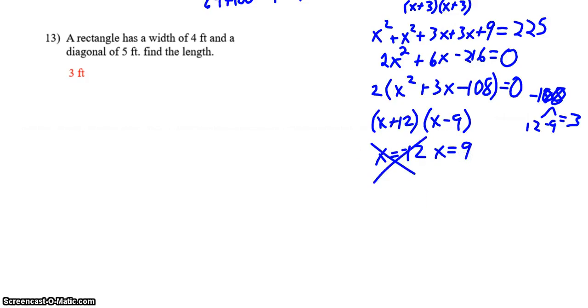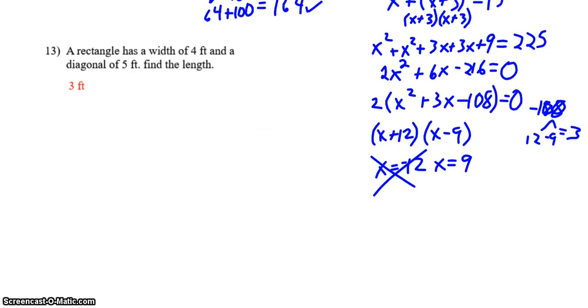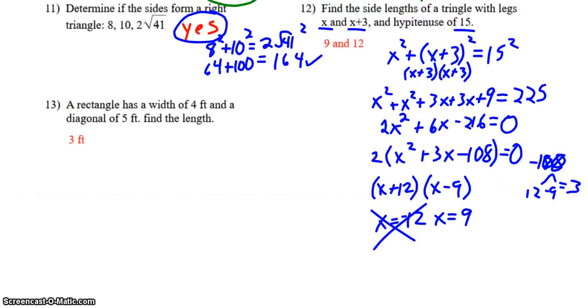Negative 12 does not make any sense because you cannot have a side length that is a negative. Because x is 9, one side length would be 9. The other side length would be 9 plus 3, which is 12, and the other side length is 15. Okay? And then our last problem you had was a rectangle.